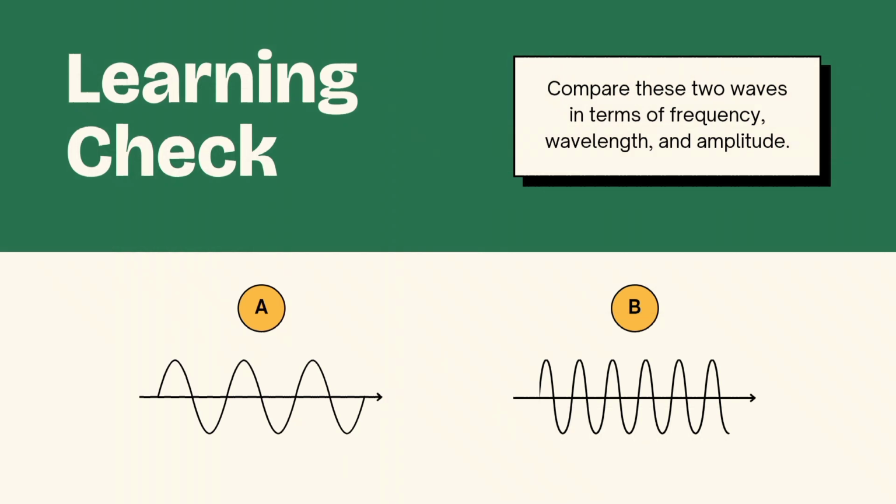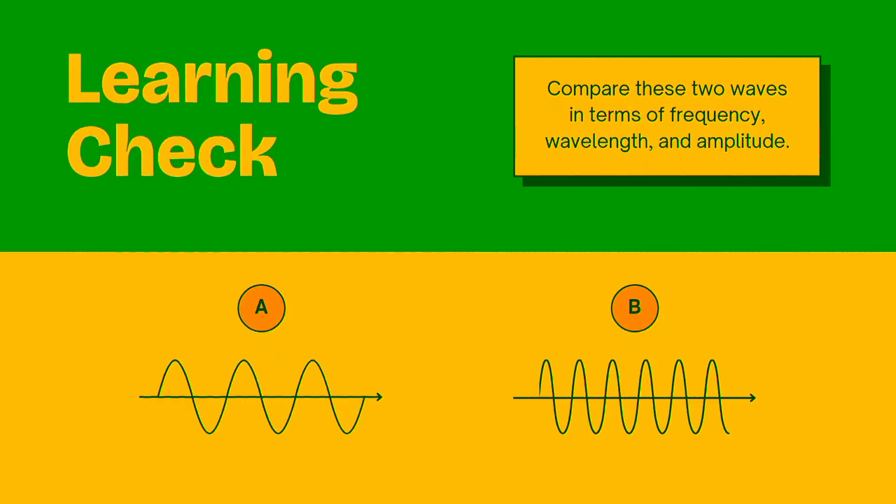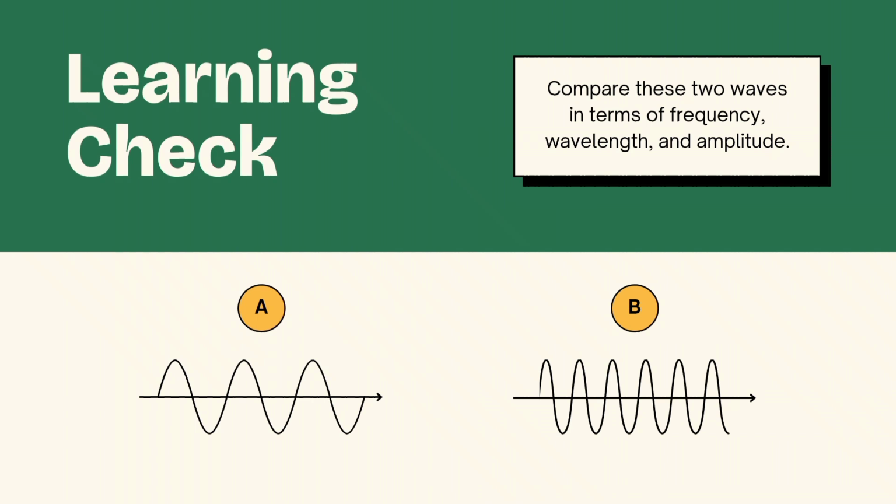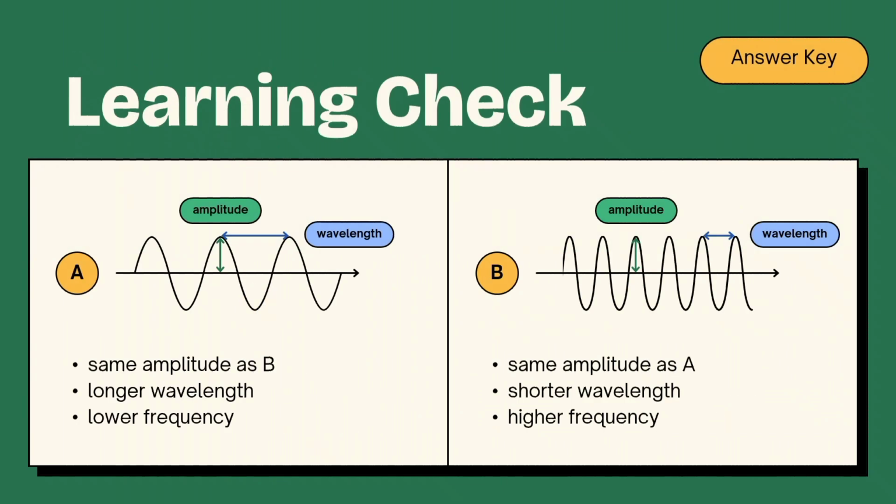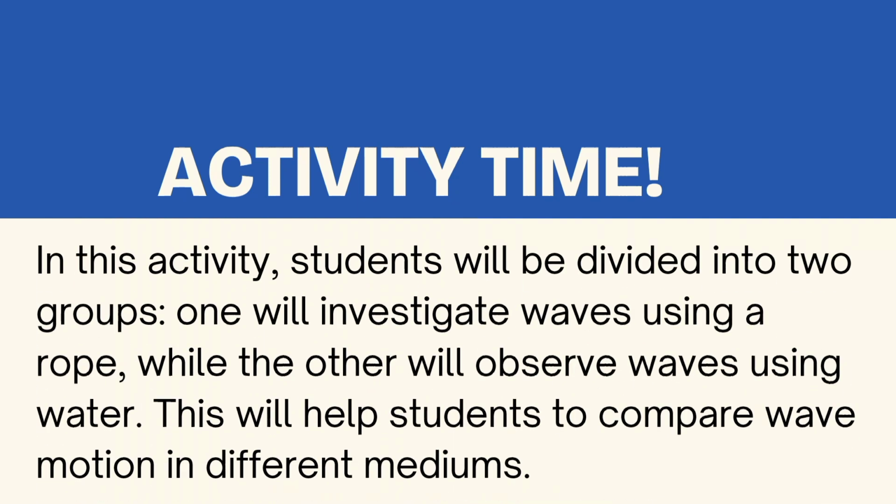I also have here a little learning check to assess their understanding about the topic. So here is the answer key. So here is my activity. In this activity, students will be divided into two groups. One will investigate waves using a rope, while the other will observe waves using water. This will help students compare wave motion in different mediums.